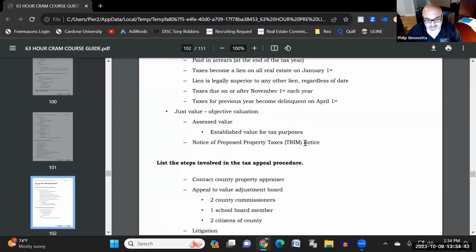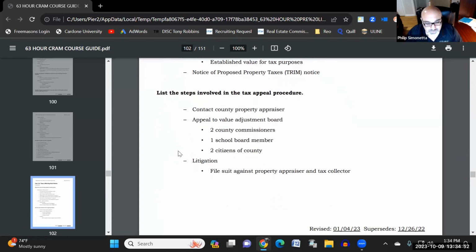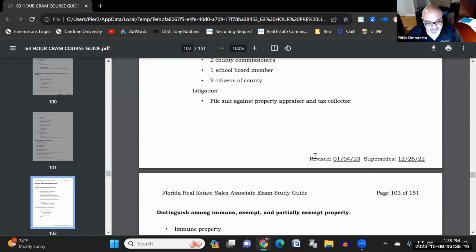Now, if the taxes go up and you don't agree with it, you can appeal it. A lot of people right now are going to be appealing because there's a lot going on. You contact the county property appraiser and appeal to the value adjustment board. That board is 2 county commissioners, 1 school board member, and 2 citizens of the county, so it's 5 people. There's also litigation: it goes into court and you file a suit against the property appraiser and tax collector.